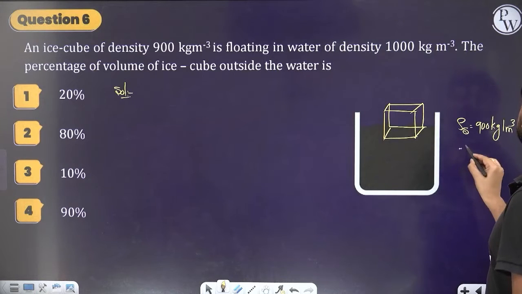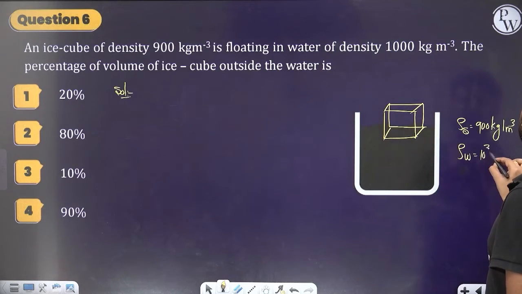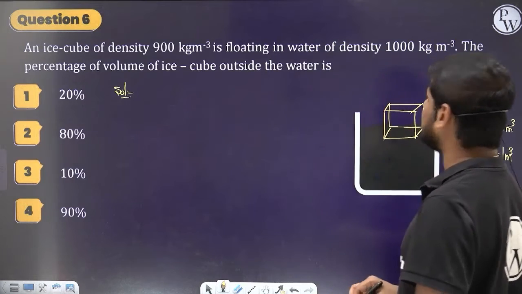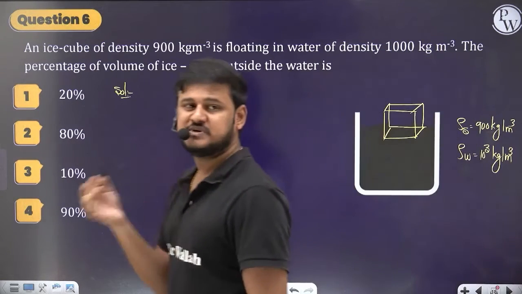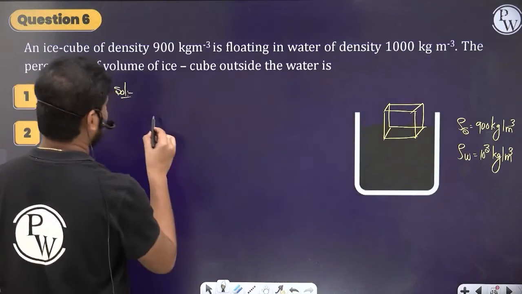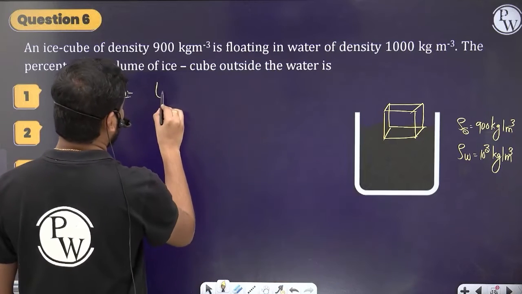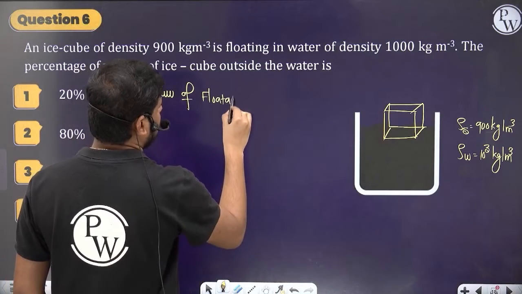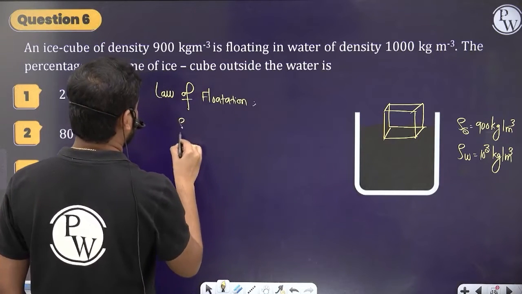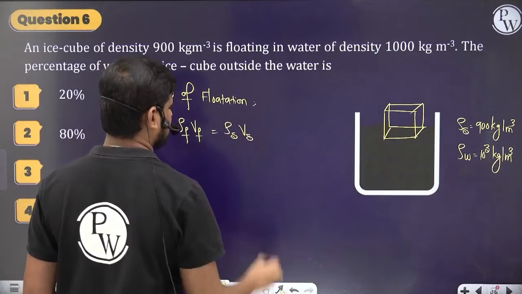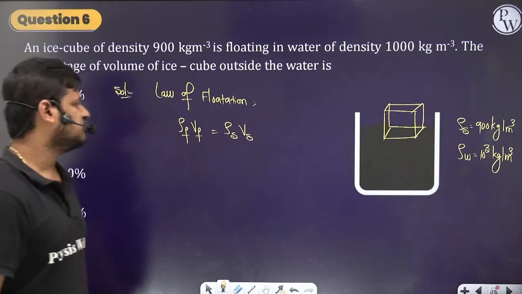And the water density is given. The density of water is 10 to the power 3 kg per meter cube, so this also we know. And then the percentage of volume of ice cube outside the water is, outside the water how much percentage of the ice cube is floating. Since it is floating, first let's go for the law of flotation. As per the law of flotation, I can write rho f vf is equal to rho s vs.